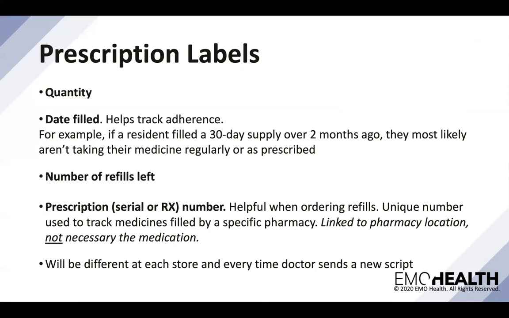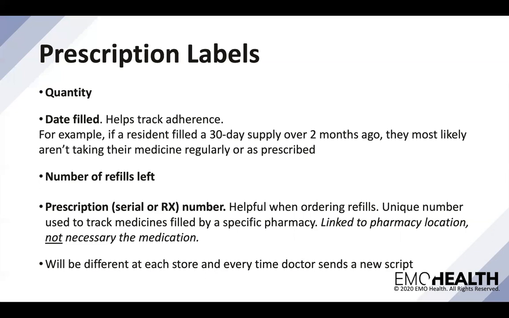This unique number is used to track medications filled by a specific pharmacy. It is linked to the pharmacy location, not necessarily the medication itself. So say I have the same medication. Let's take that gabapentin 600 milligrams, same directions, same prescriber, everything's exactly the same. CVS on Washington Street will have a different prescription number or RX number than CVS on Harrison Avenue. So it's going to be different for every location, even in the same retail chain.